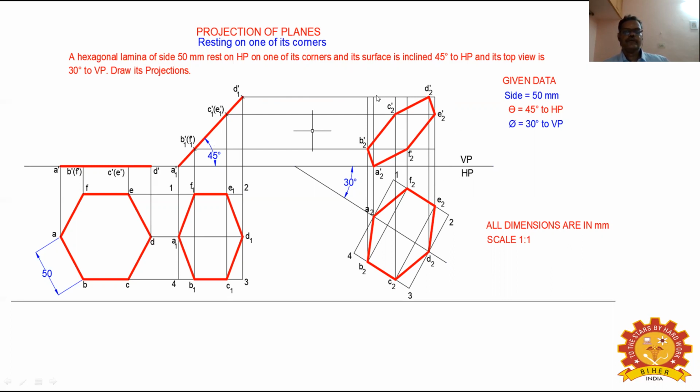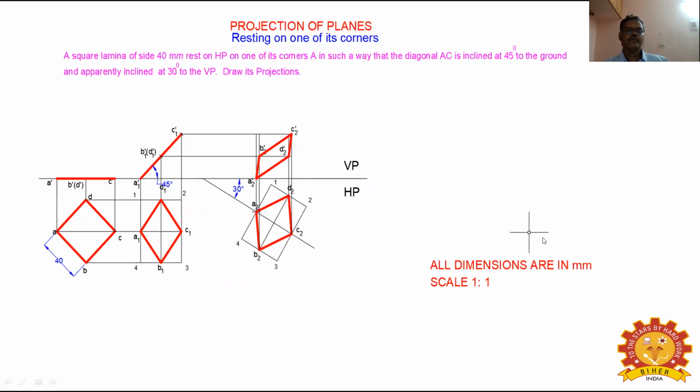This is called the final front view. Finally, we have to mark 50 mm, 45 degree, 30 degree, all dimensions, scale 1:1. This is a very simple one, but it has some logic in it.